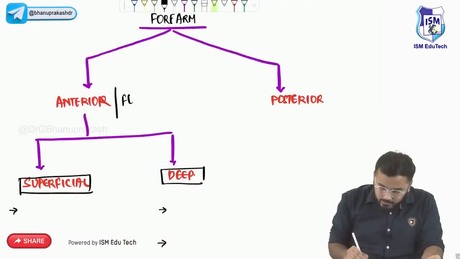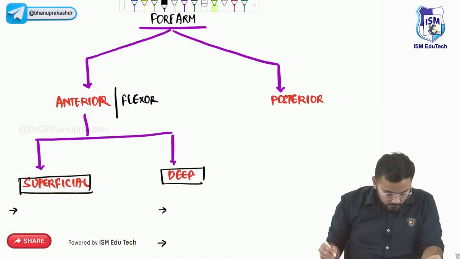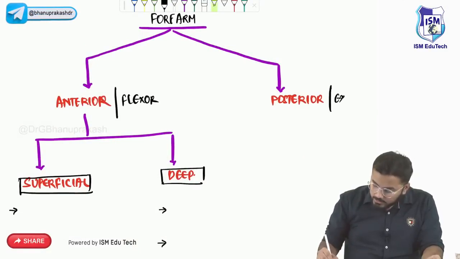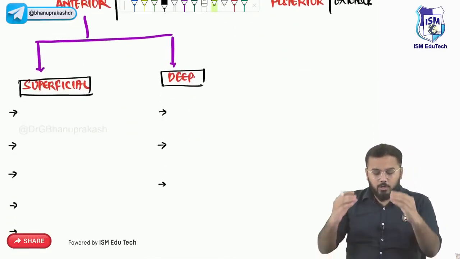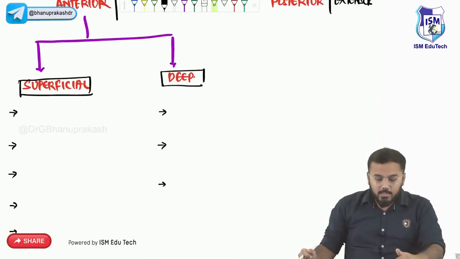If there is an inflammation of the medial epicondyle, then all my flexors will suffer. If there is an inflammation of the lateral epicondyle, then all my extensors will suffer. So from today onwards, if I ask you, common flexor origin, medial epicondyle. Common extensor origin, lateral epicondyle. I think this explanation is clear, right? In the anterior or flexor group, we have two important groups: one is superficial, another is the deep group of muscles. Posterior or extensor.